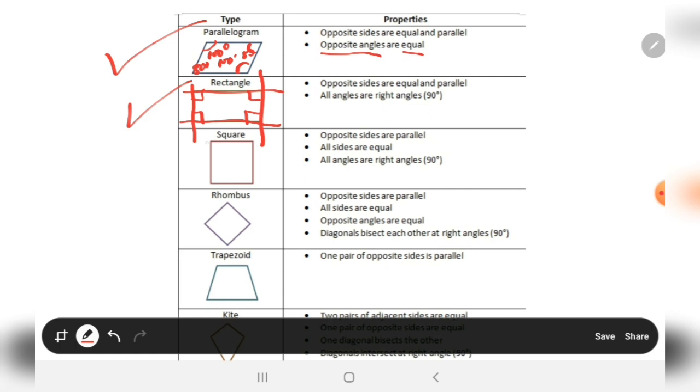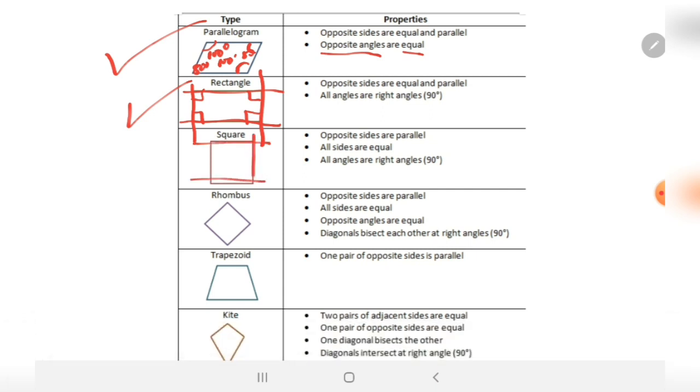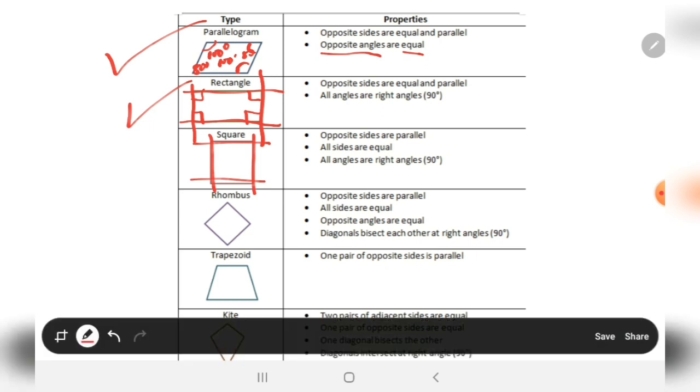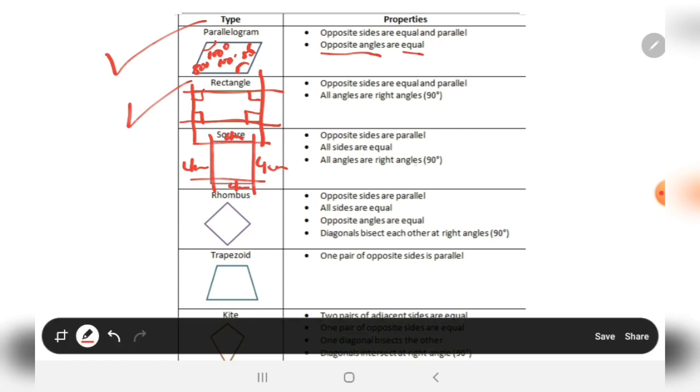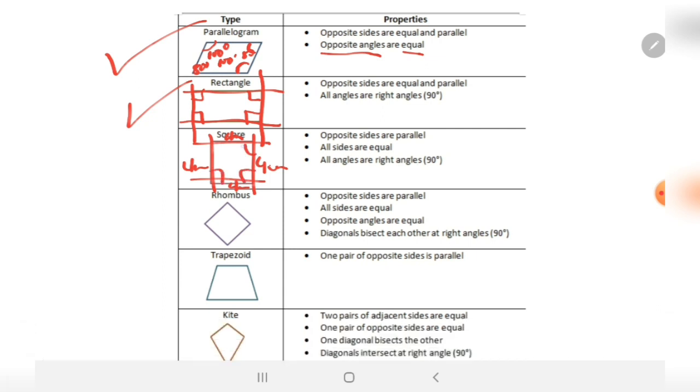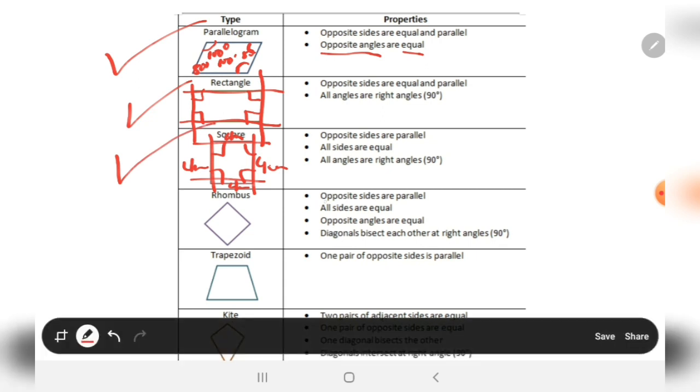Okay, next, square. Opposite sides are parallel. Yes, they are parallel. Next, all sides are equal. For example, this is 4 centimeter, then this should be 4 centimeter, this is 4 centimeter, and then this is 4 centimeter. Next, all angles are equal. Okay, that means this is square.